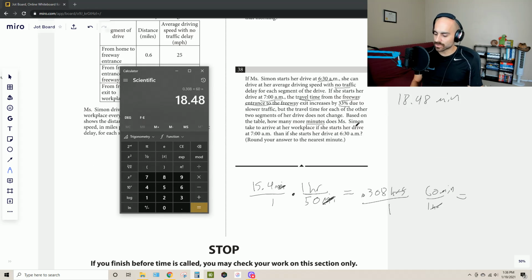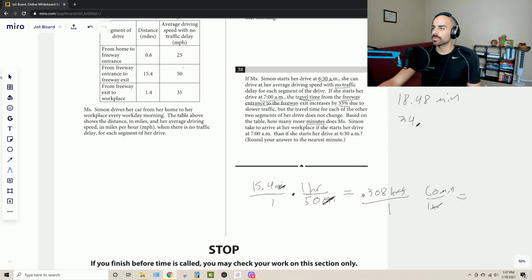So what does it mean if she's going 33% long, if it takes her 33% more? All we have to do is multiply that by 1.33 because that gives us our original value with the 1, but then the 0.33 increases it by 33%, and that gives us 24.5784 minutes. So this is our 6:30 a.m.